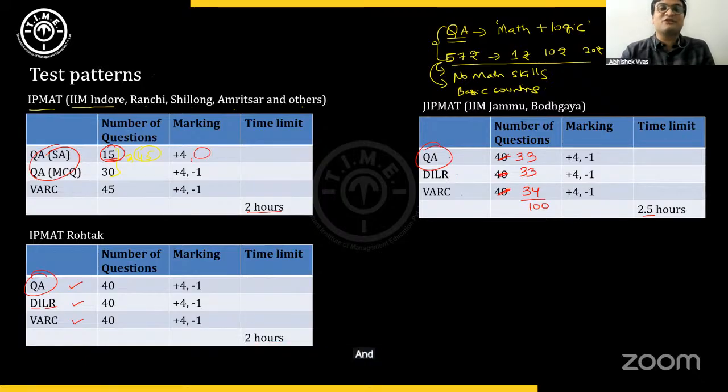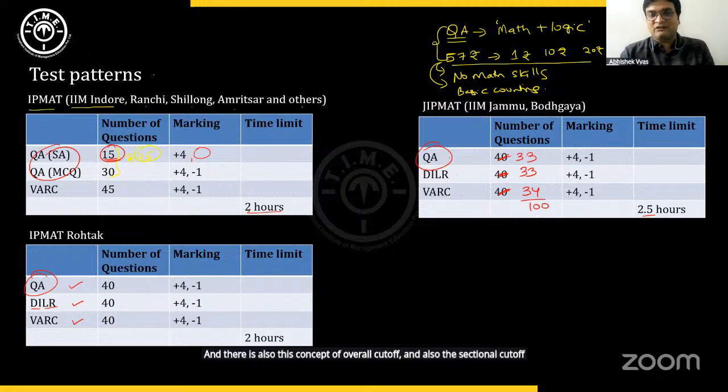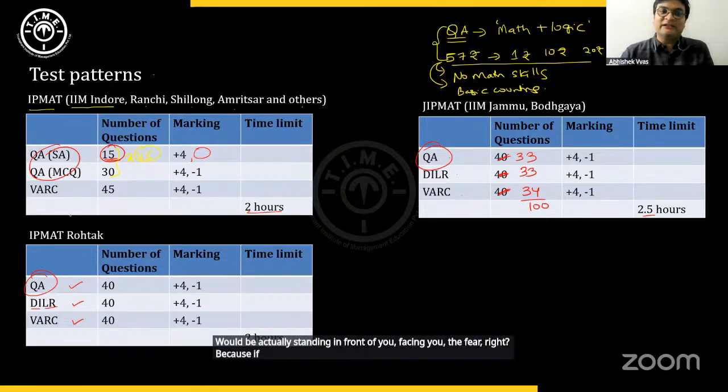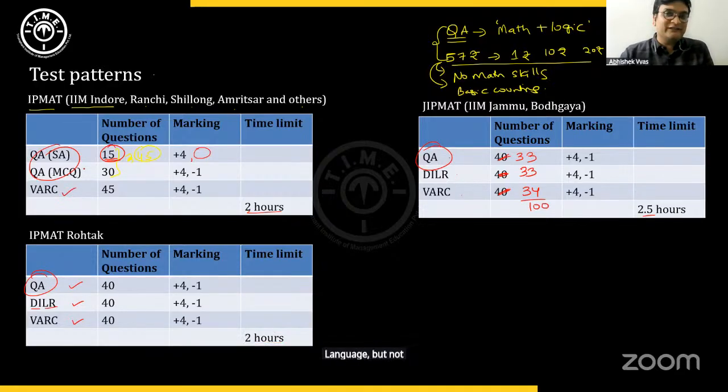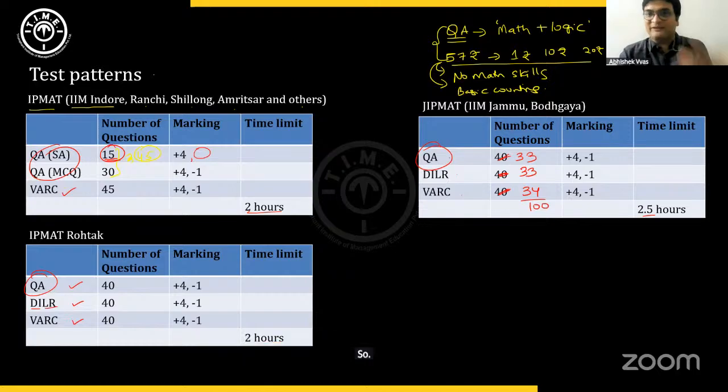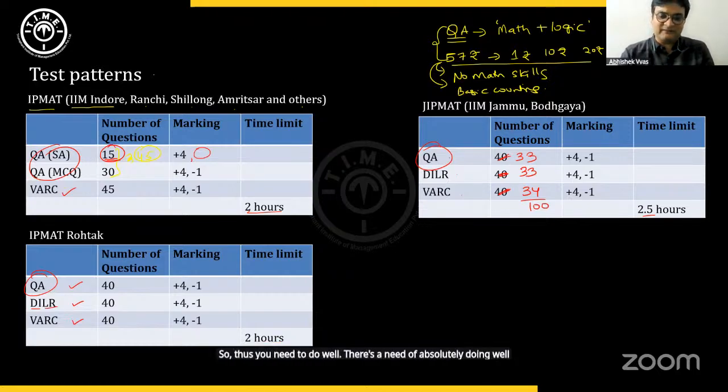And there is also this concept of overall cutoff and also the sectional cutoffs, which would be standing in front of you, facing you, the fear. Because if you are really good in language, but not so good with QA, you will struggle to get calls from most of the institutes. So you need to do well. There's a need of absolutely doing well in the QA section.